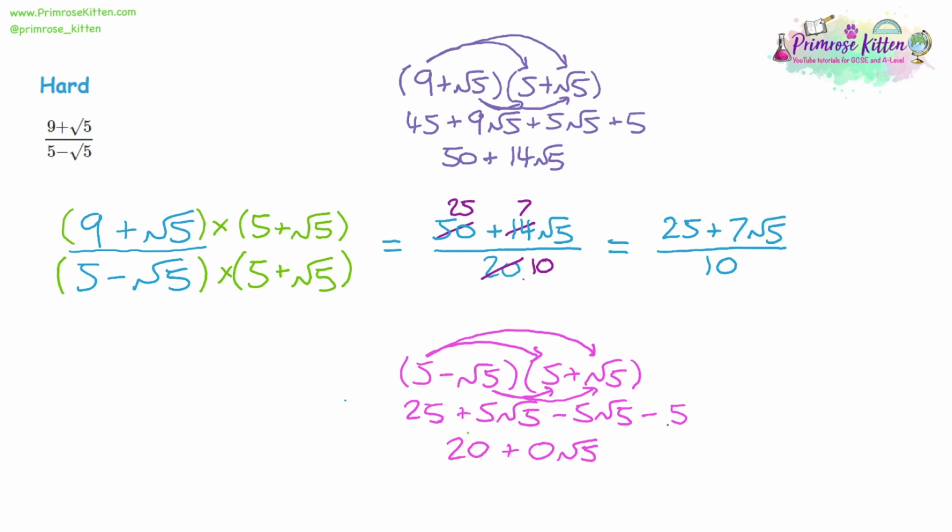And you have a quick look to see if you can simplify that again. But given that one of the terms is 7, which is a prime number, unless we can divide everything by 7, we're not going to be able to simplify. And so 25 plus 7 root 5 all over 10 is the final answer. It has a rationalized denominator.